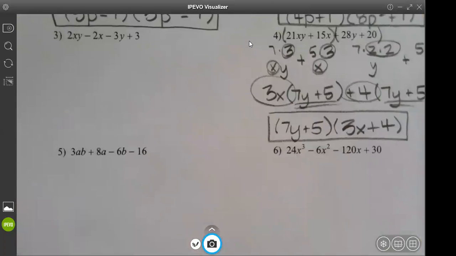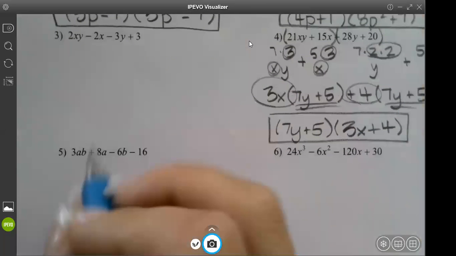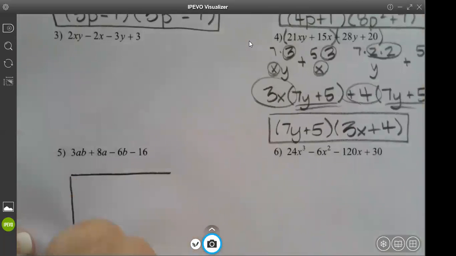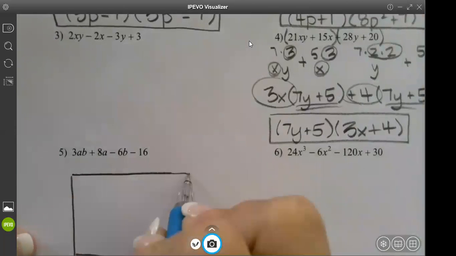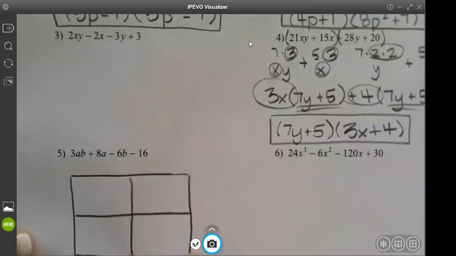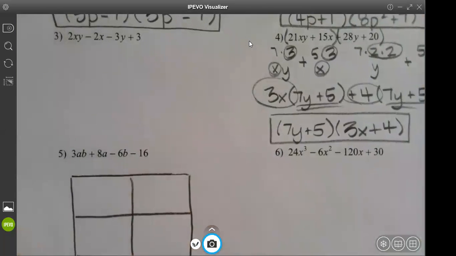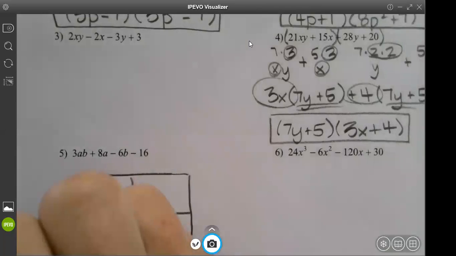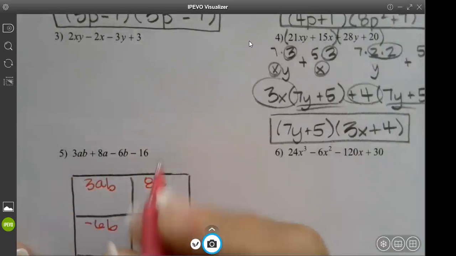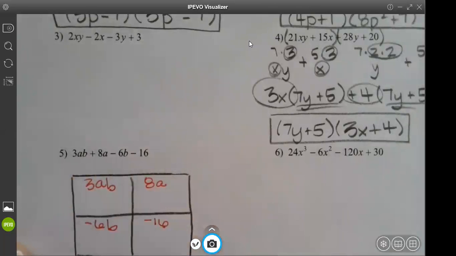Okay, so I'm actually going to number 5. And I'm going to make a 2x2 box because there's 4 terms. I'm going to put the first term in the first box, 3ab, 8a, negative 6b, and negative 16. Don't fill the box up.